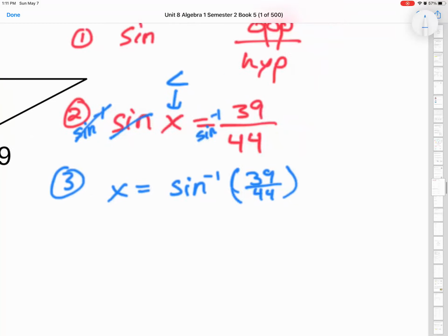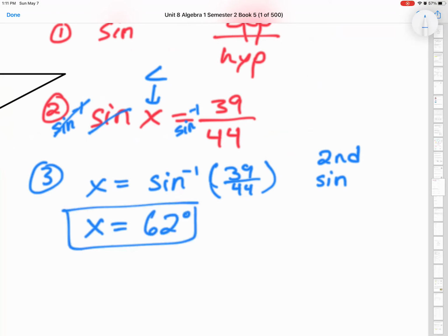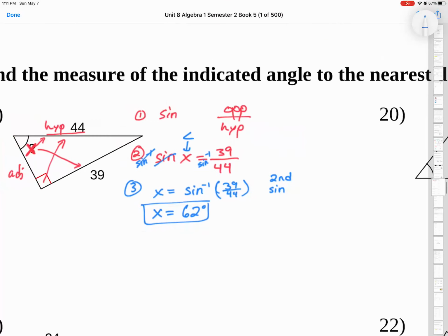And now how you enter that in is you have to hit the second key at the top left of your calculator. And then you're going to hit sine. That's going to pull up your sine inverse. And then you just type in your fraction, 39/44. And then we get that x comes to about 62 degrees in this one. And that is the angle measure right there. Comes out to be 62.